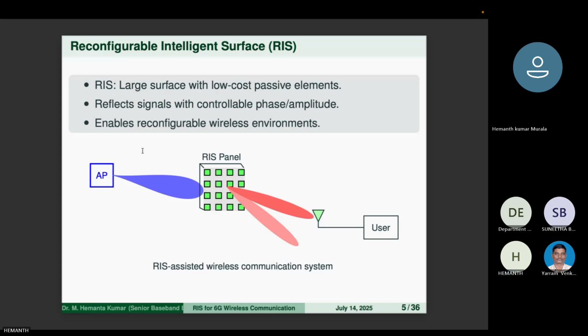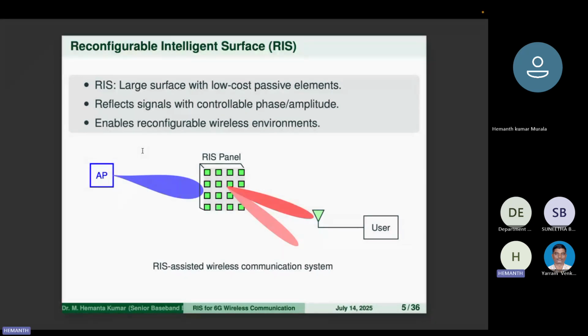I transmit from the TX to the reflector. You can clearly observe this. This is our access point, AP means access point. All the signal will be reflected by the RIS panel, and the user is here. But is it reflected to this position? What happened? This is a restrictive nature.